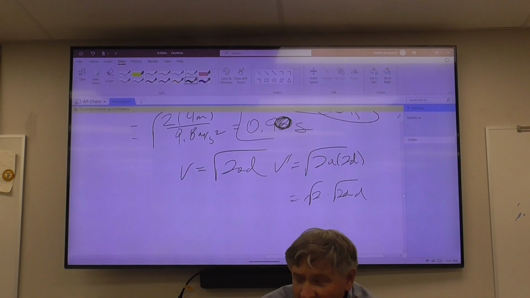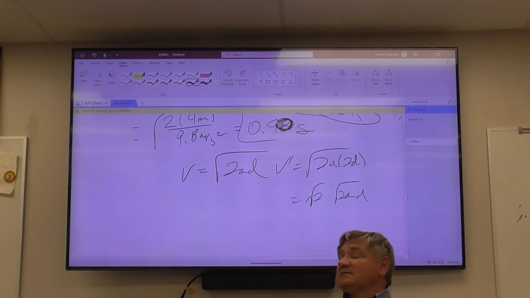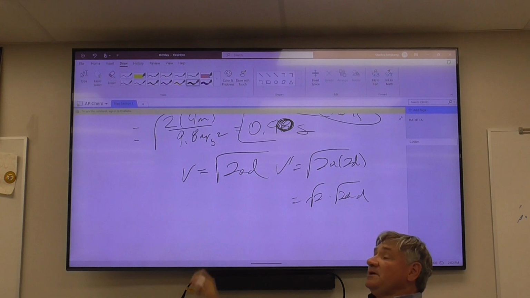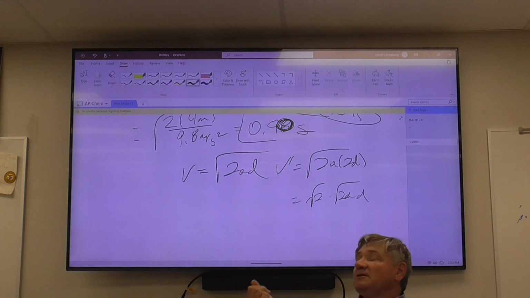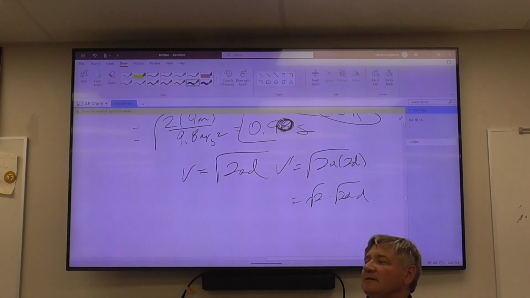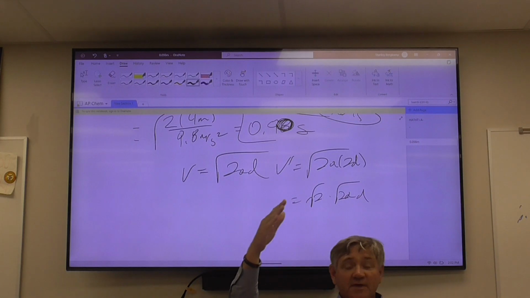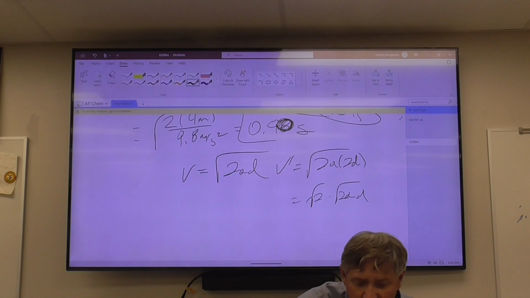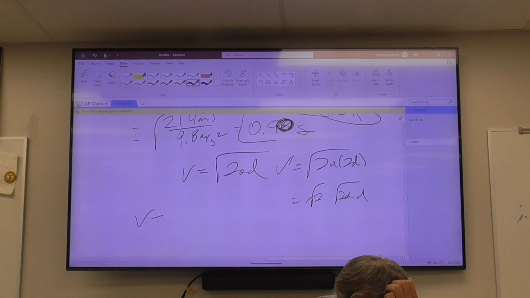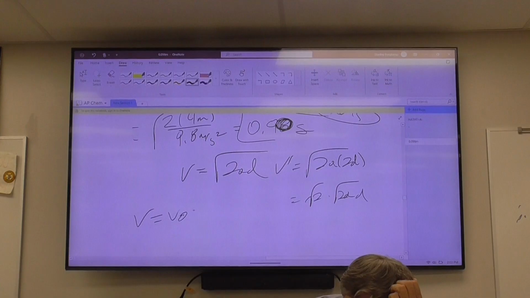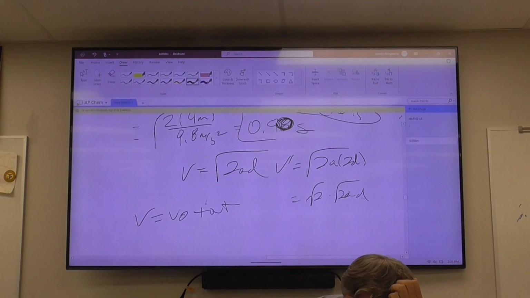Sydney, if I wanted the velocity to double, if I wanted it to land going twice as fast, what would I have to do with the distance? I'd have to increase by a factor of 4. It's the same idea. If I make the distance go up by a factor of 4, then the velocity would double.